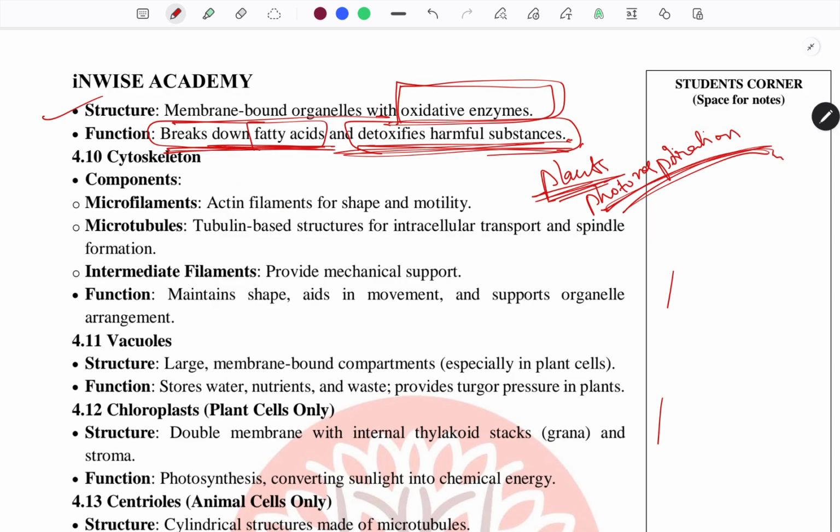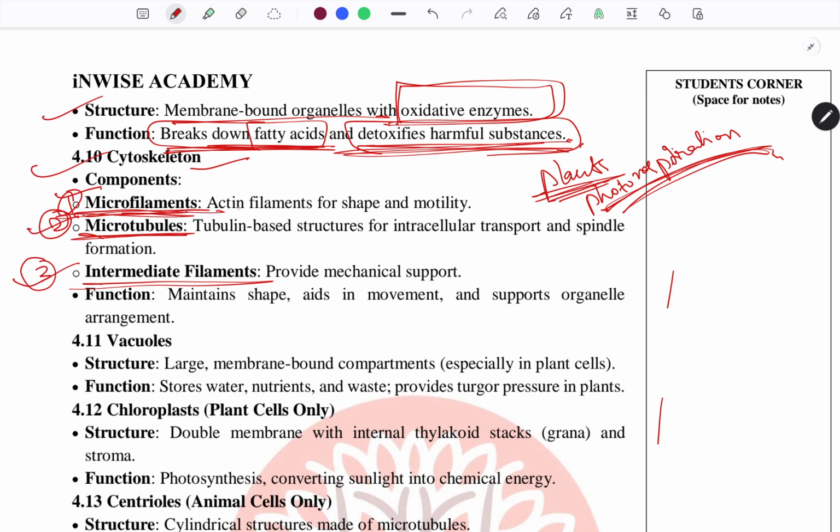The next organelle of a eukaryotic cell is the cytoskeleton. There are mainly three types of cytoskeleton components. One is microfilaments, the second one is microtubules, and the third one is intermediate filaments. The cytoskeleton is mainly made up of these three components: microfilaments, microtubules, and intermediate filaments.